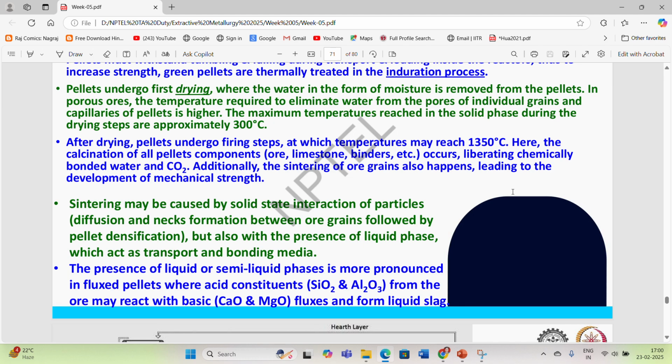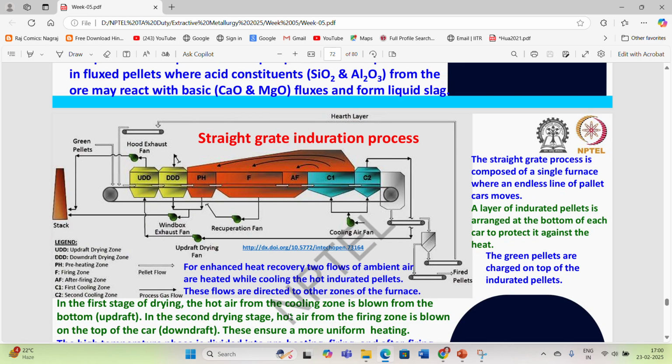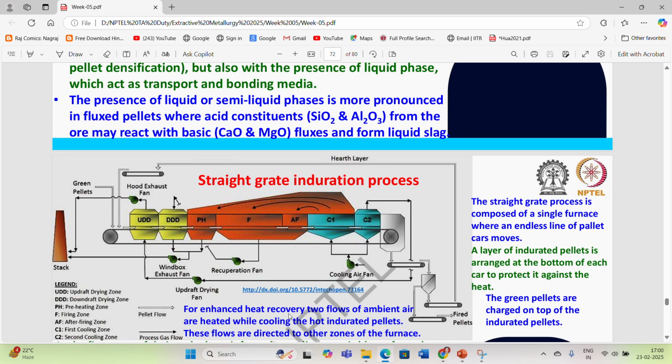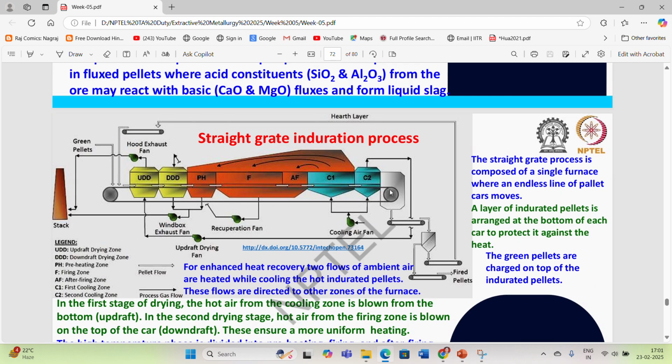Additionally, the sintering of ore grains also happens, leading to the development of mechanical strength. Sintering may be caused by solid-state interaction of particles and neck formation between ore grains, followed by pellet densification, but also with the presence of a liquid phase, which acts as transport and bonding media. The presence of liquid or semi-liquid phases is more pronounced in flux pellets, where acid constituents like SiO2 and Al2O3 from the ore may react with basic CaO and MgO fluxes and form liquid slag.